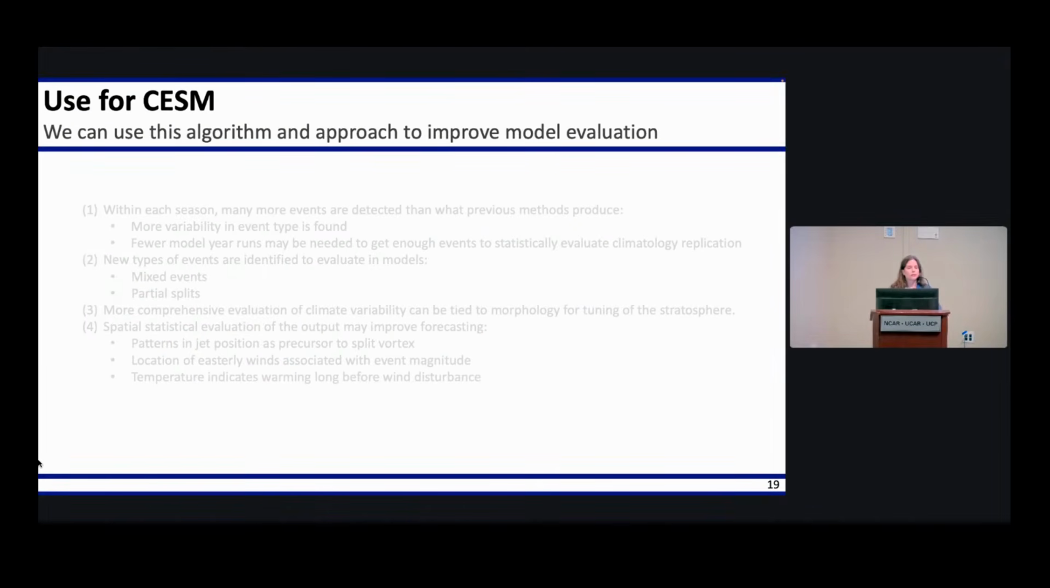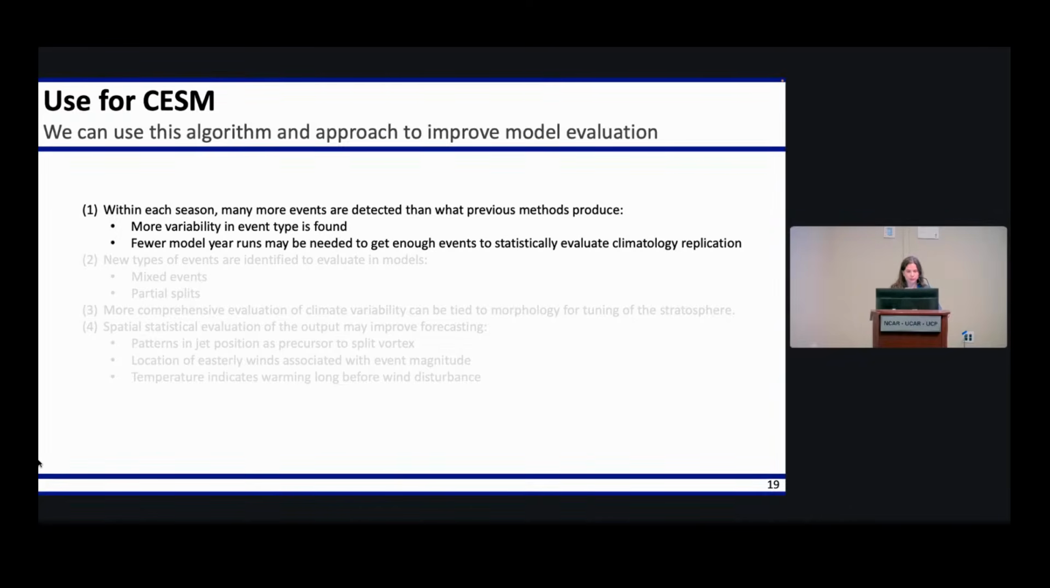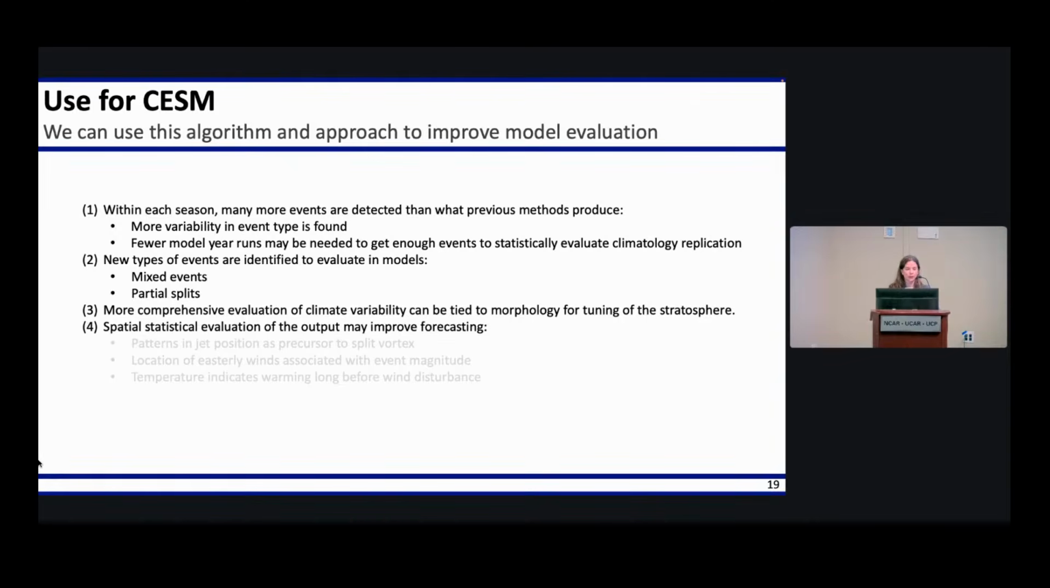So how does this apply to CESM? I believe that we can use this algorithm to improve our model evaluation, examining the polar vortex as a very dynamic feature rather than just this 2D level. So within each season, we find a lot more events and variability. What this means is we might need fewer model runs to compare the climatology and variability between models and reanalysis. We also find these new events of mixed events and partial splits, so a more comprehensive evaluation of variability can be tied to the morphology.